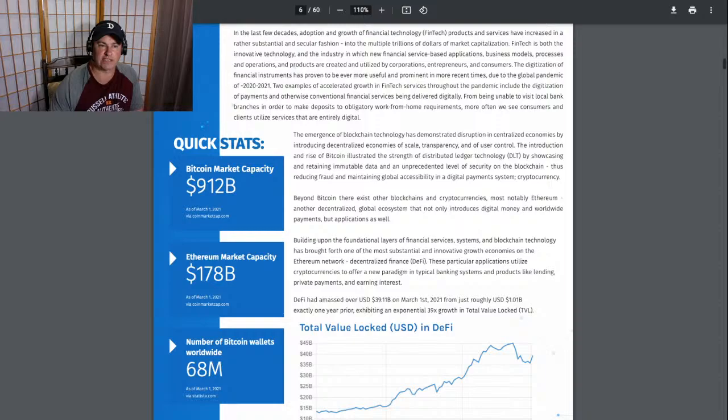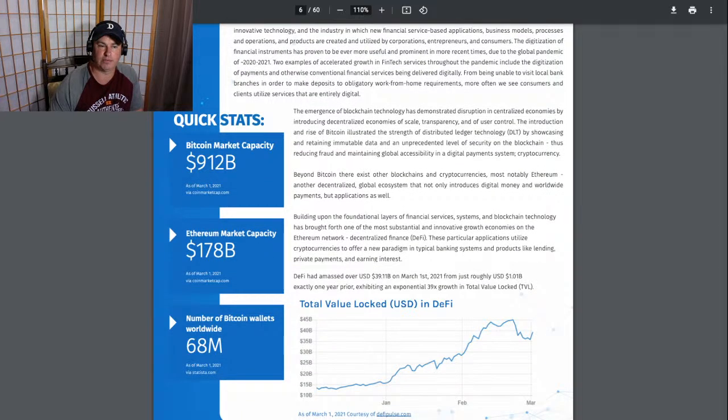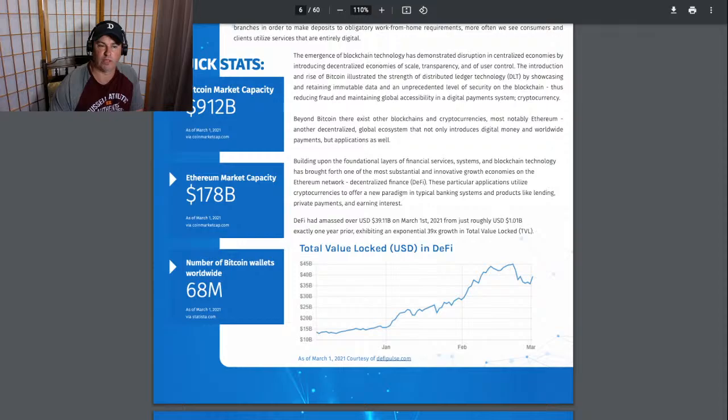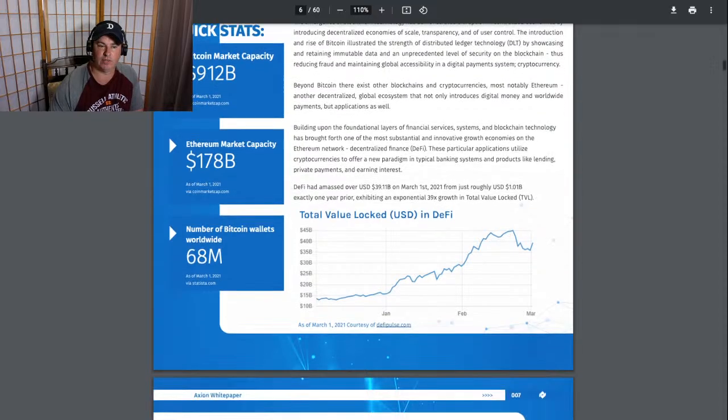So we've got some quick stats here. Bitcoin market capacity 912 billion, Ethereum market capacity 178 billion, and number of worldwide Bitcoin wallets 68 million, so pretty amazing there.